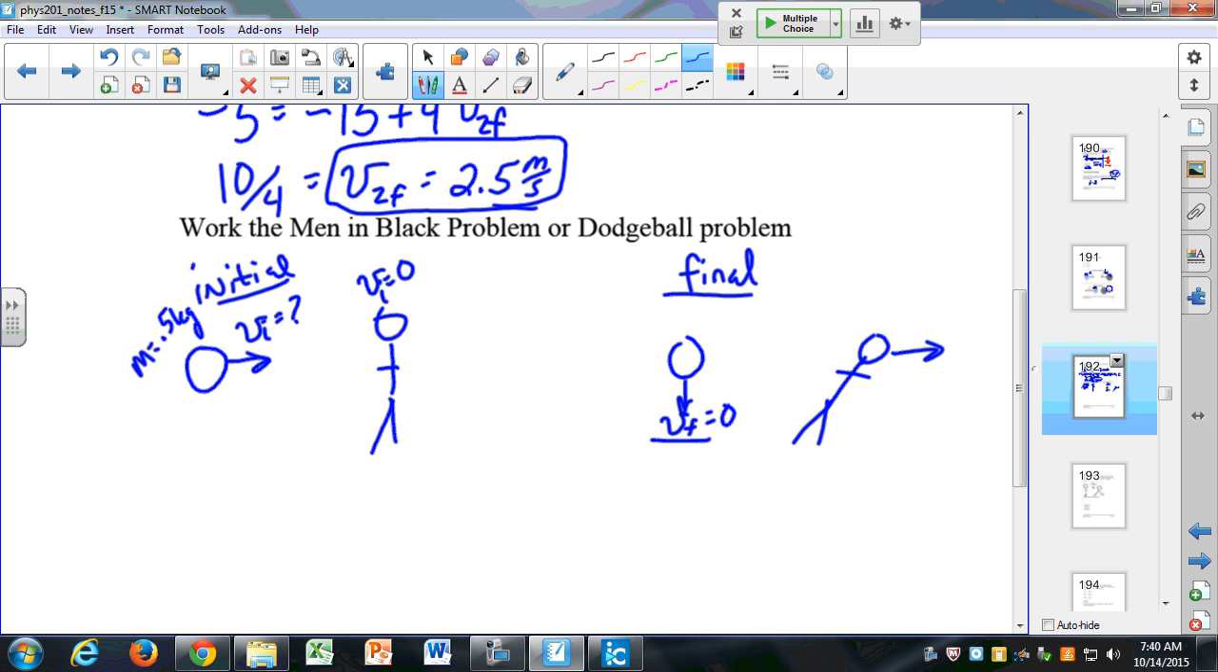How far does he get knocked back, roughly? Maybe 2 meters in about a second. So roughly, maybe 2 meters per second. You know, it's not a half a meter per second. It's not 10 meters per second. So roughly 2 meters per second.